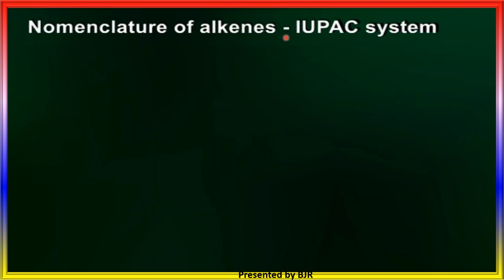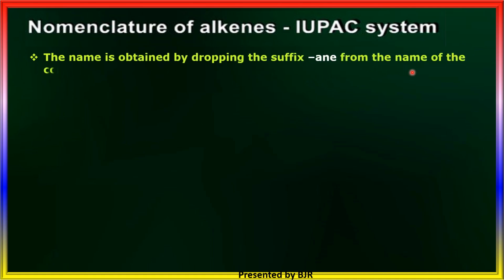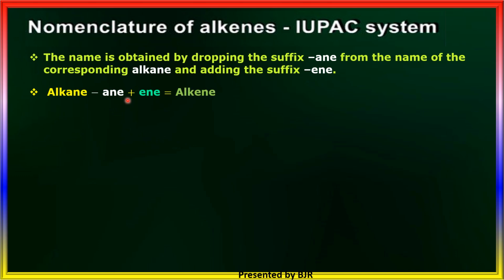Nomenclature of alkenes, IUPAC system. Here are the rules for naming alkenes in IUPAC system. The name is obtained by dropping the suffix ane from the name of the corresponding alkane and adding the suffix ene. That means we have to remove the last three letters from alkane and add ene after removing ane. That means alkane minus ane plus ene, we get alkene. That is alk plus ene, alkene.